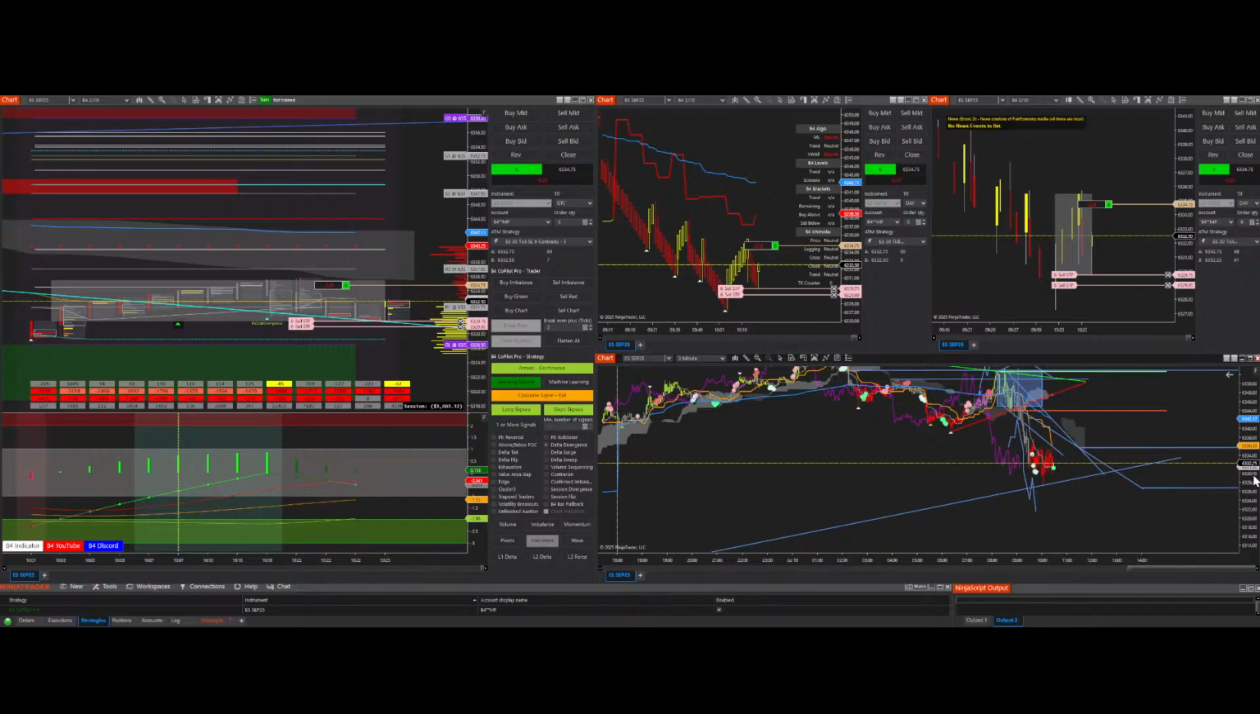We're breaking out of our squeeze box, which is basically my consolidation box. They're almost the same. Identically. I know I'm tight.